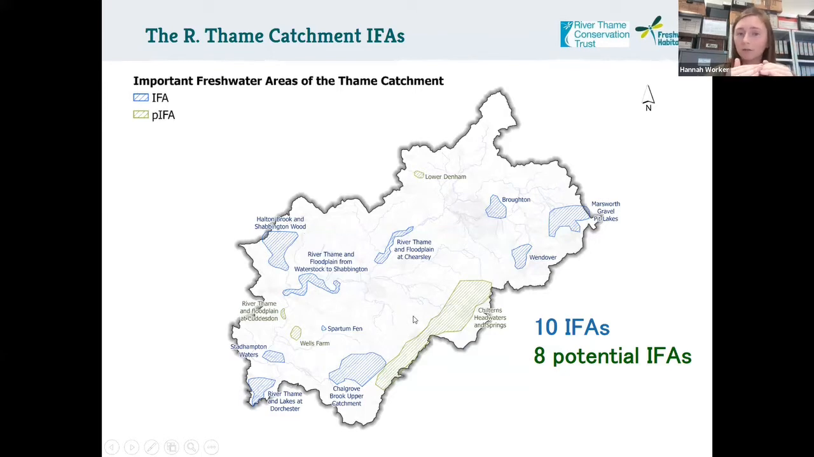but we also have a subcategory, the potential IFAs. Now these are areas which seem very likely to be of equal importance for freshwater wildlife, but we don't have the data to back that up. So there might be records for one or two restricted species, but because there's not been a lot of surveying there, you don't really have enough information to make that decision. So they're quite key areas to prioritise for resurveying and monitoring, and potentially for all the IFAs, particularly in this area where we don't have that much data.